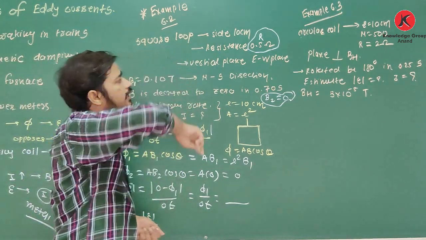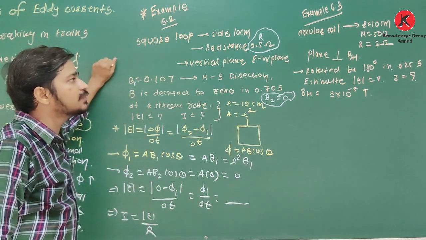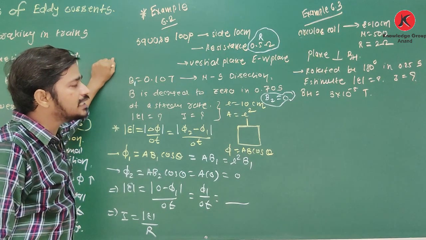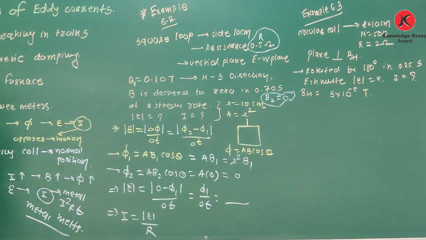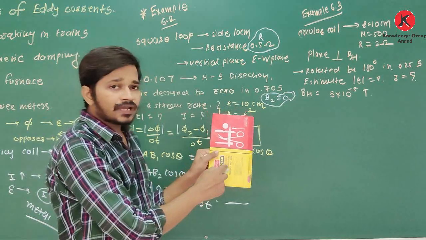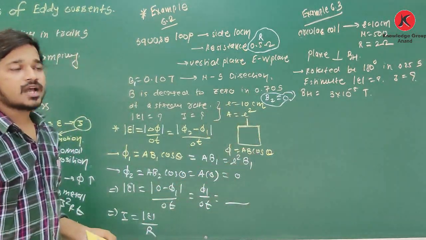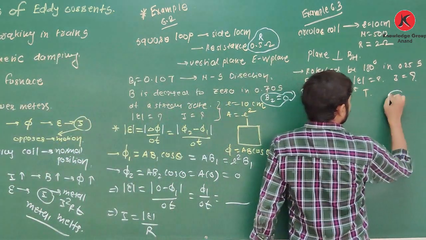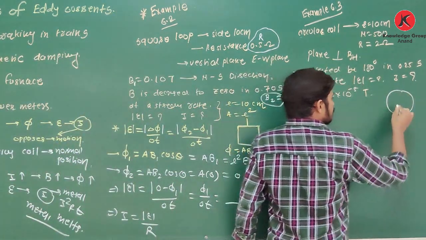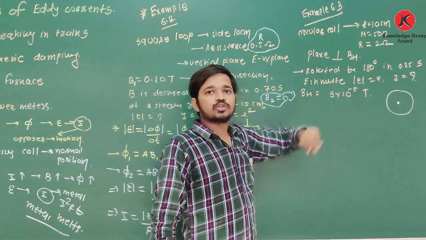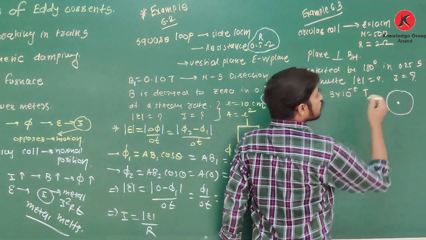A circular coil having radius R equal to 10 cm, number of turns 500, resistance 2 ohm, its plane is perpendicular to BH. See, its plane is perpendicular to BH, which is like this. Area vector is also perpendicular. So here we can say the angle between A and B is like this. It is a circular coil. Magnetic field is perpendicular to the plane, and the area vector is also perpendicular to the plane.